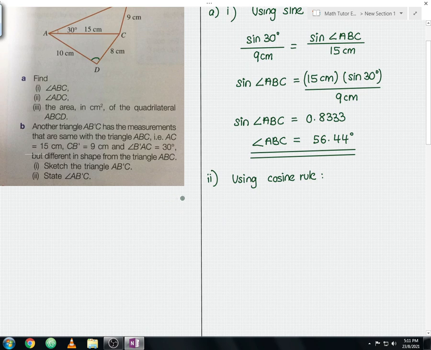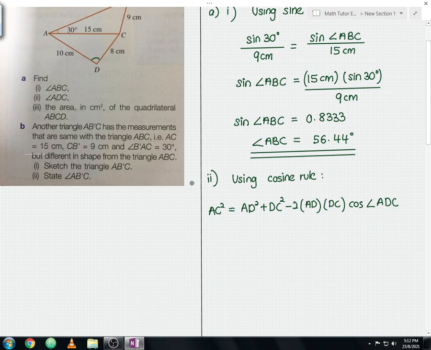Okay, let us start. So from here, AC square is equals to AD square plus with DC square minus with 2 times with AD times with DC times with cos angle ADC.